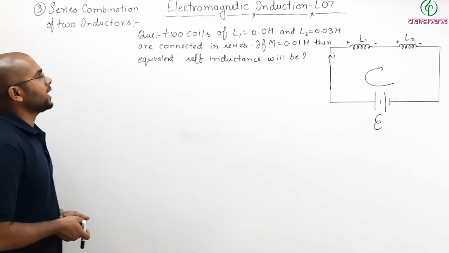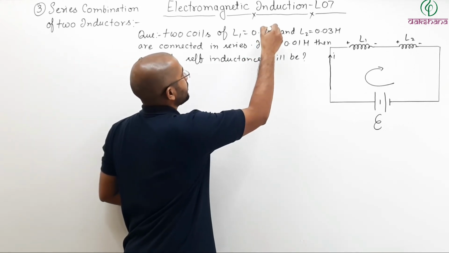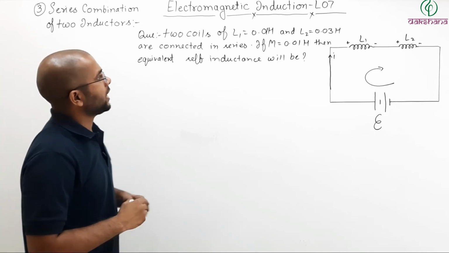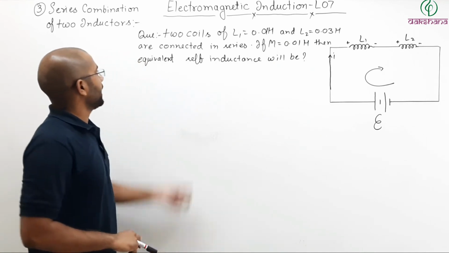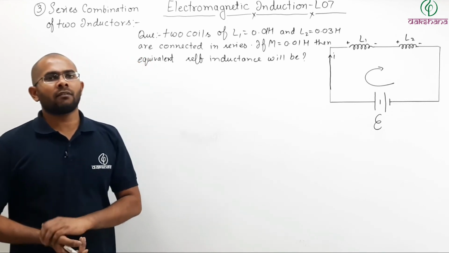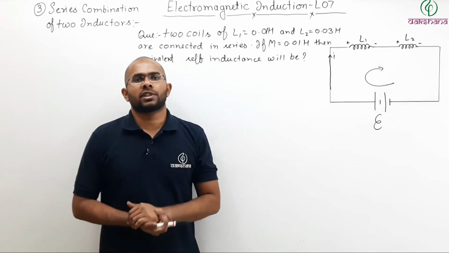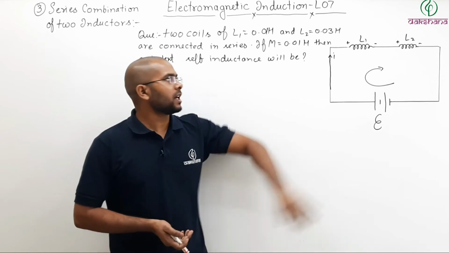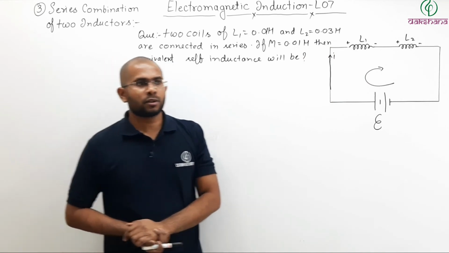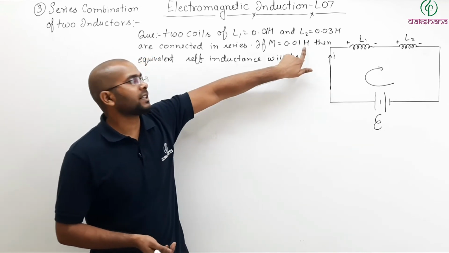So here the question is, two coils of self-inductance L1 equals 0.01 Henry and L2 equals 0.03 Henry are connected in series. If mutual inductance is 0.01 Henry, then equivalent self-inductance will be. Now, if you pay attention, in this question, they have not given us whether these two coils will support each other or oppose each other. I can have it both ways, whether they support each other's magnetic fields or they oppose each other's magnetic field.